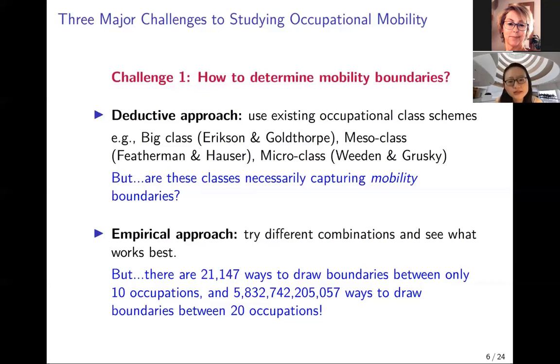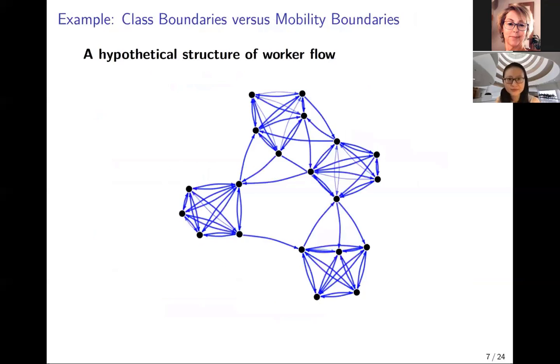But in modern stratification, in modern surveys done by the Census Bureau, the occupational classification has 300 or so, or 400 categories. So it's just empirically impossible to work out all the possible ways by hand and make a judgment of which one works better. So we still need something to determine the mobility boundaries.